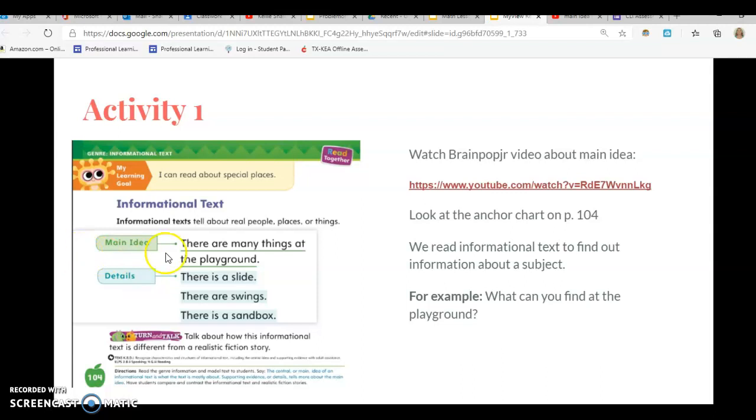So, for example, this main idea is there are many things at the playground. That would be our main idea about what we are mostly learning about. The details will be different pieces of information that contribute to the main idea and tell us more about the main idea. So the details are, there is a slide, there are swings, there is a sandbox. All of those 3 details give us more information about things at the playground. So we read informational text to find more information about a subject. So our example was, what can you find at the playground?